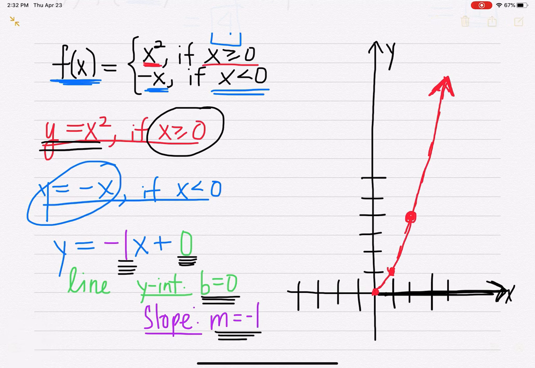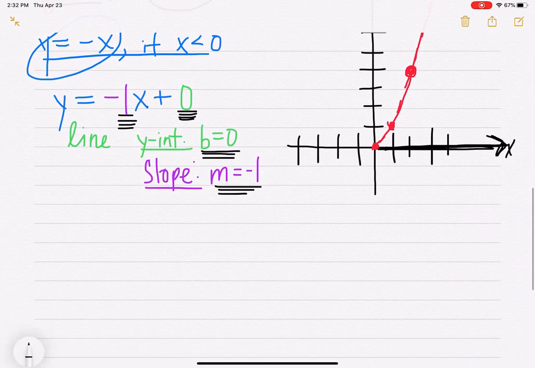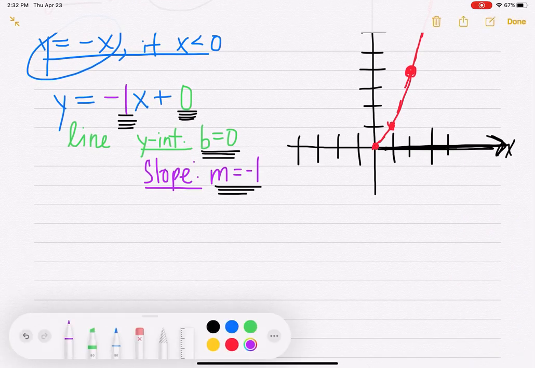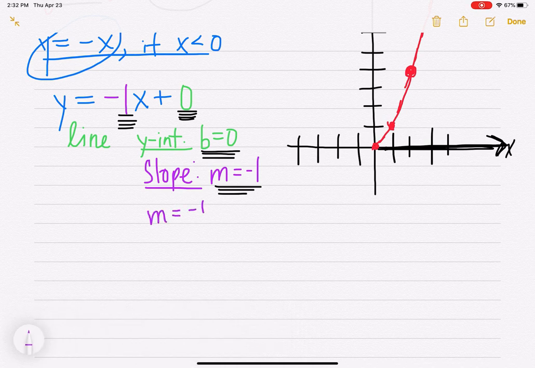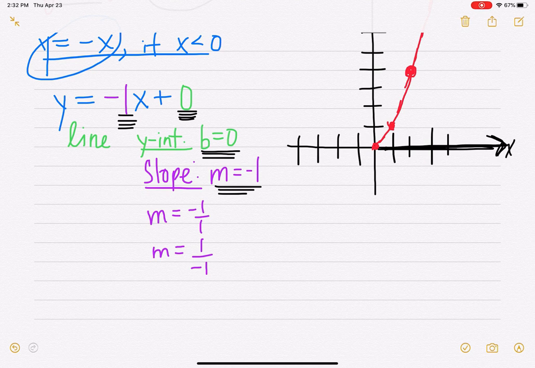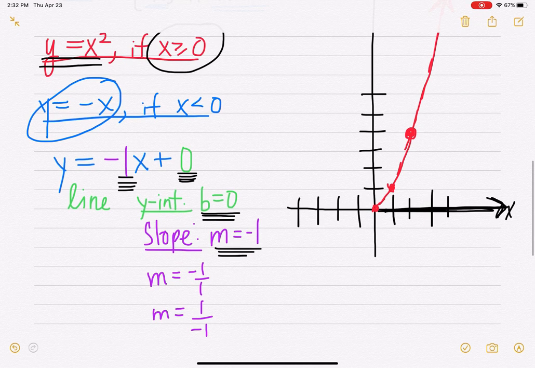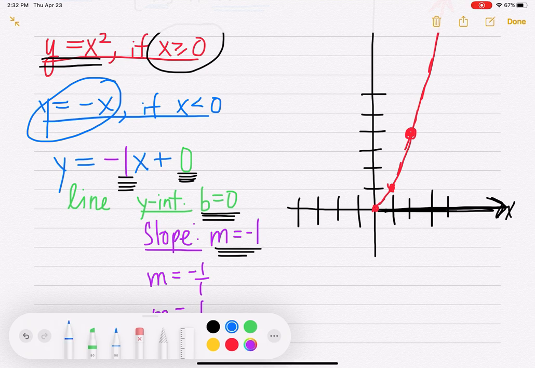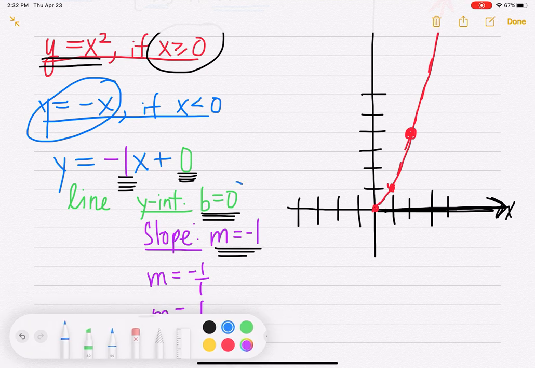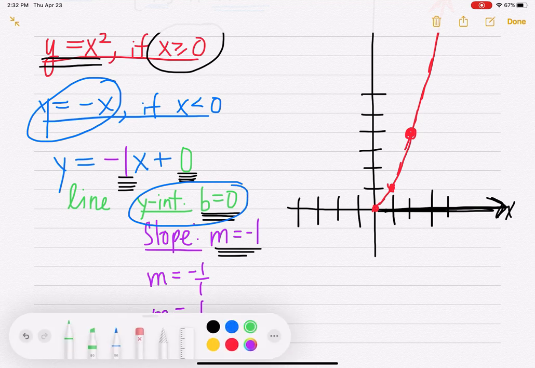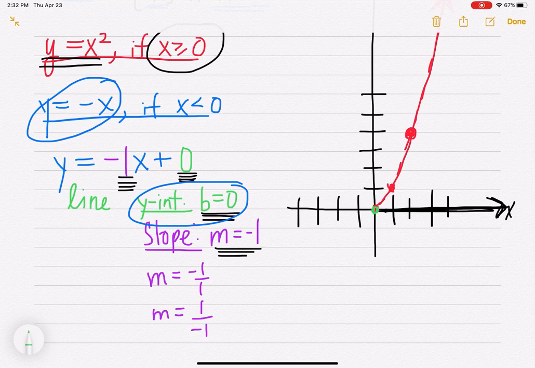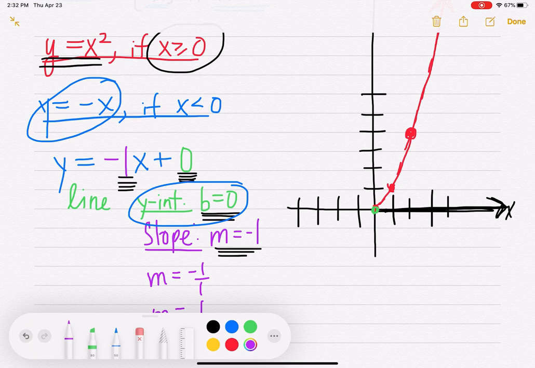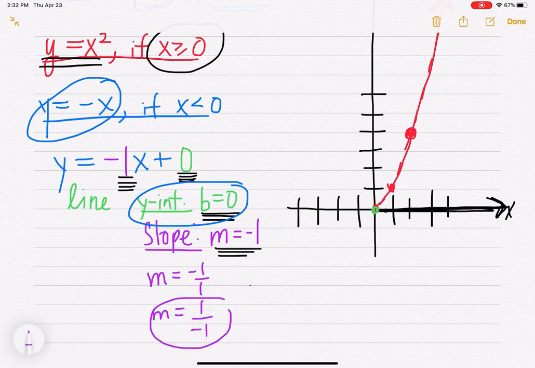Now negative 1, you can think about it as a fraction, right? You can write it as negative 1 over 1, or you can write it as 1 over negative 1. Either of those can be useful. So I'm going to graph that very lightly in blue, and we're going to figure out where we need to keep this blue line. I'm going to start with my y-intercept of 0, so along the y-axis right here. And we're going to do a slope of negative 1. I'm going to use this version of the slope.